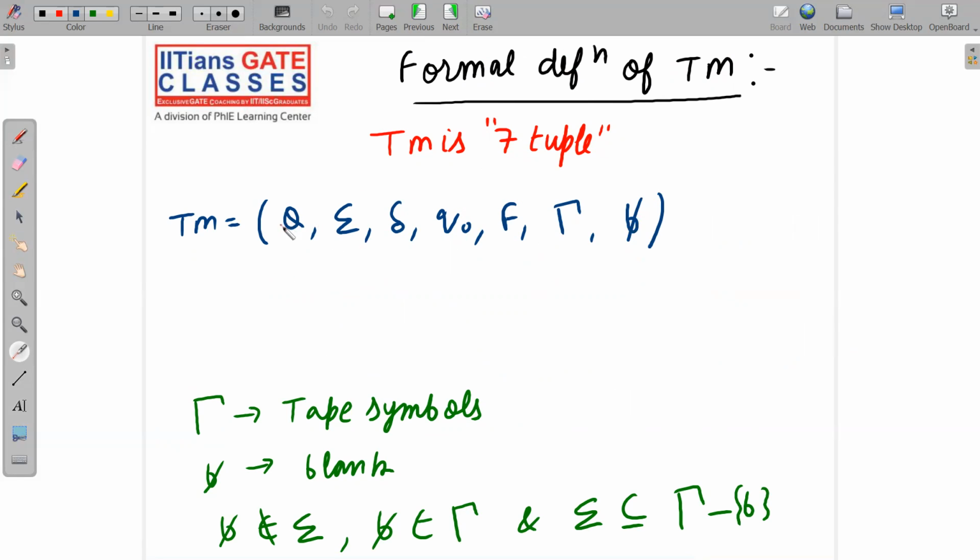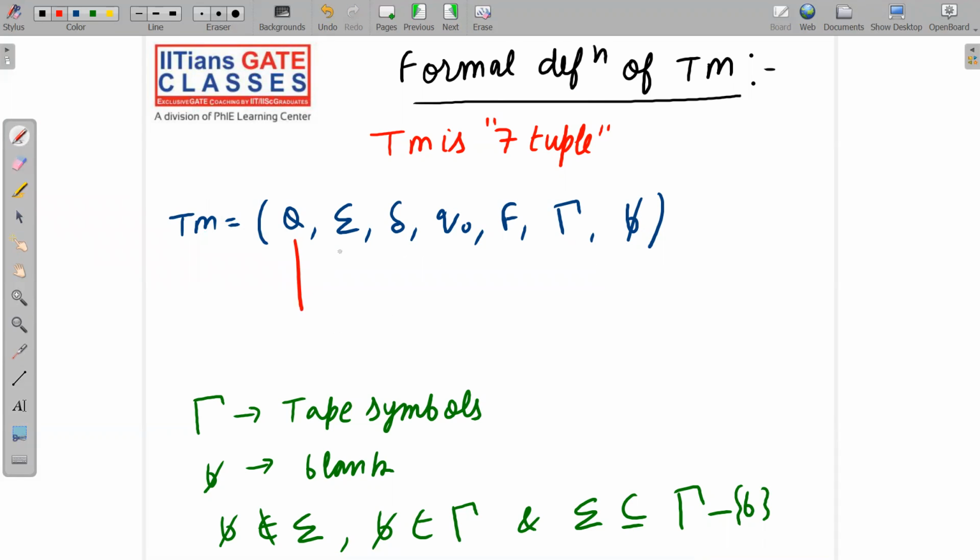Okay, so let me revise something. See, Q, sigma, delta, Q naught, F: this was from your FA only. So FA was having these five tuple. Then tau was also in your PDA. Okay, and in PDA we were having Z naught, na, but here we are using blank. Okay, so this is the main difference. So these are the seven tuple, and let me show you properly what they are.